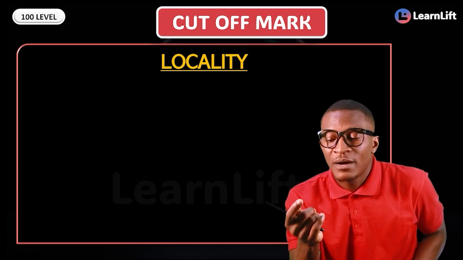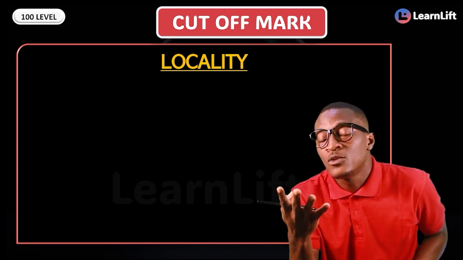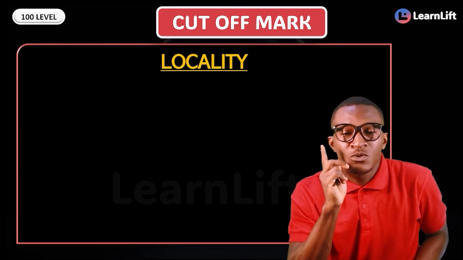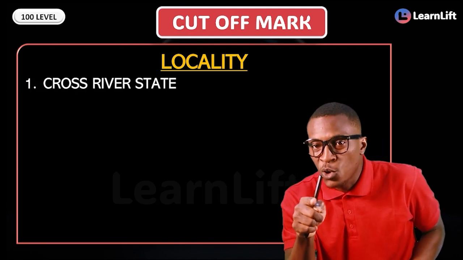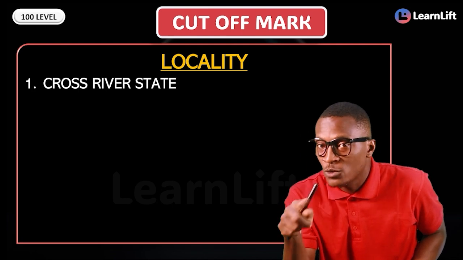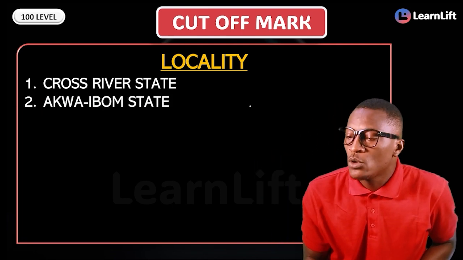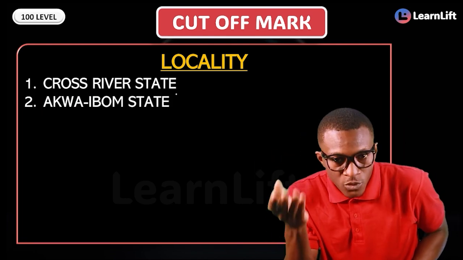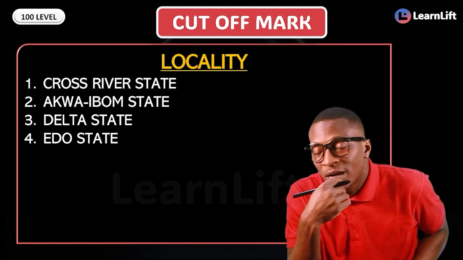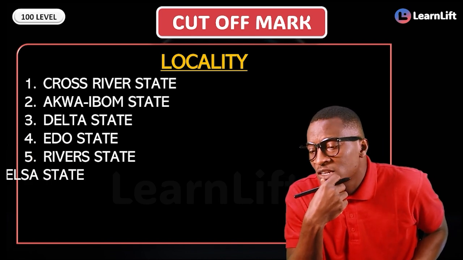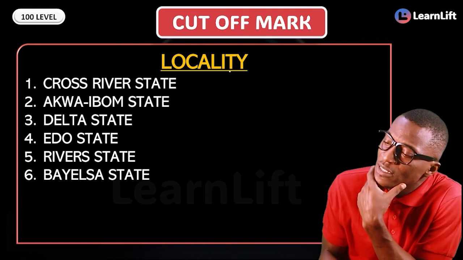Locality for University of Calabar: there are 6 states that are in locality. Talking about the South zone, the first state there is Cross River. So that student has a higher hand compared to a student from Imo. Why? Because of locality. Number 2, Akwa Ibom. Then Delta State. These are all South states. Number 4, Edo State. Then Rivers State, and Bayelsa State. All are the 6 states.